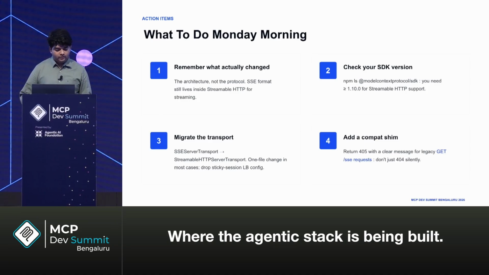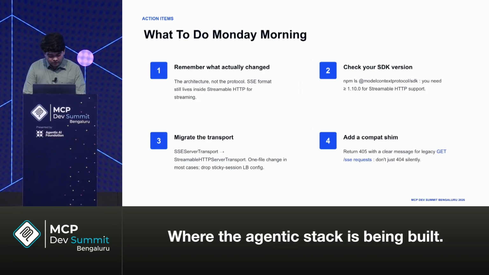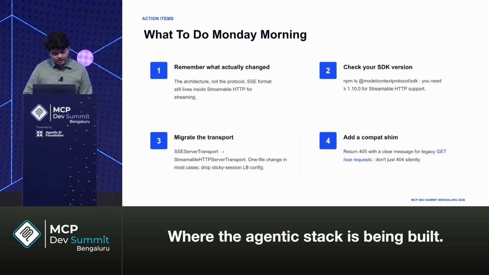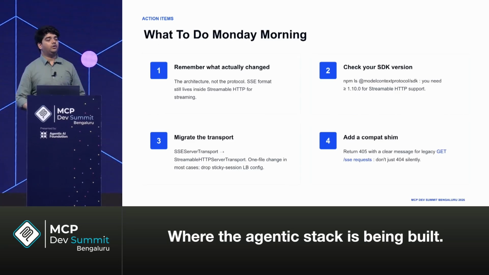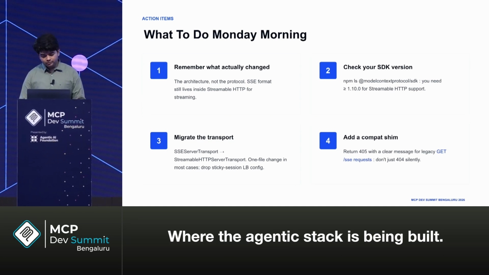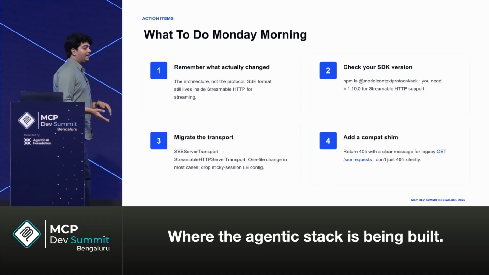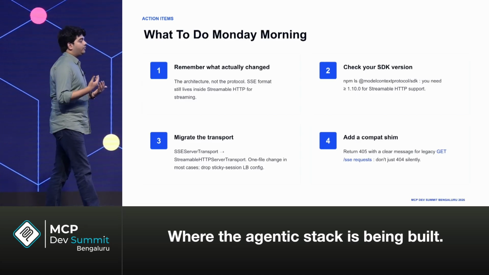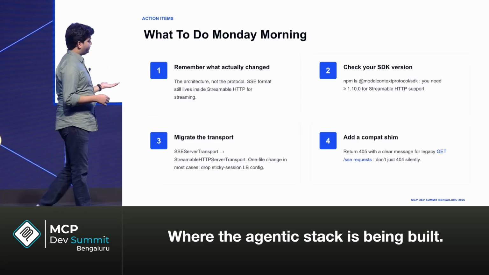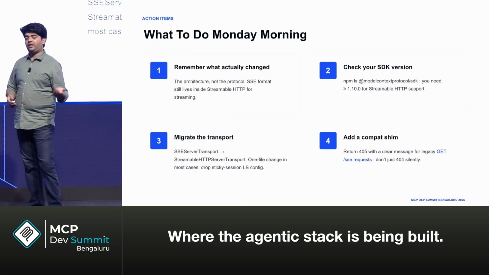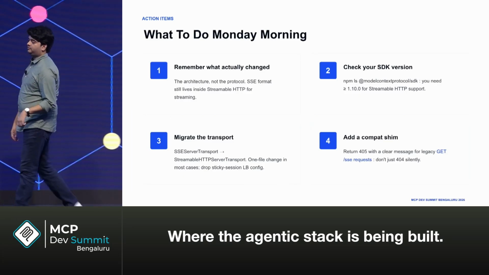Migrate the transport from SSE to the streamable HTTP one. It's not very hectic. It may be a good weekend project to do. And add a deprecation notice: return 405 with a clear message that we have deprecated it, do not use it. Don't use a silent 404, because this will create confusion for whoever is using it. It's just a temporary glitch which can be fixed.